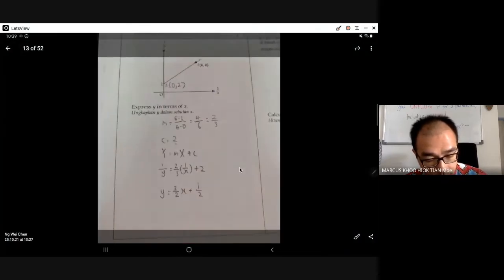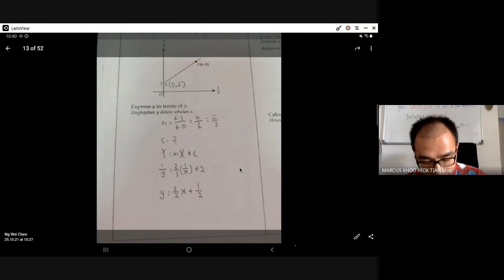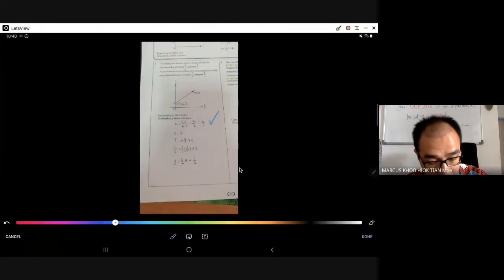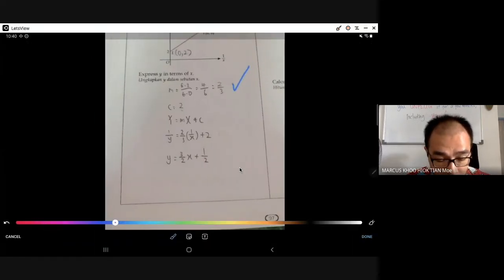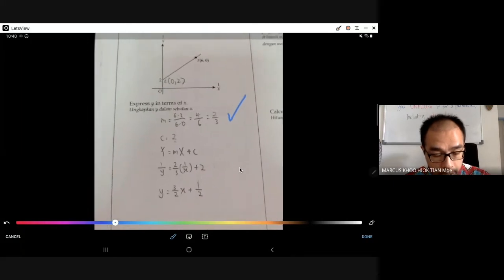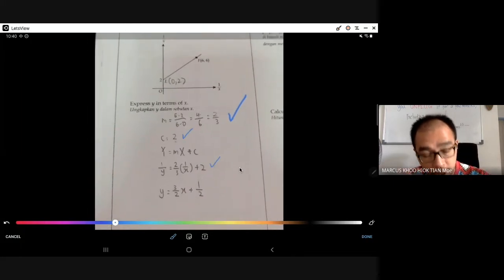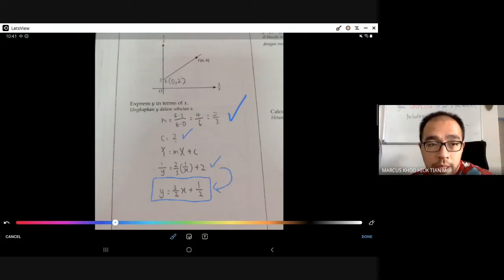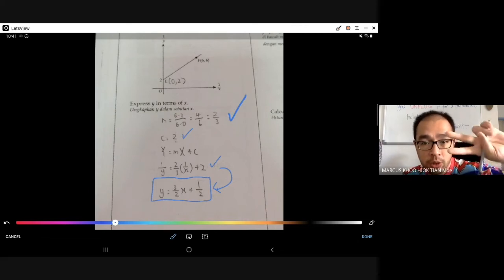All right, let's look at Wei Zhen's one. Wei Zhen's one is probably the most correct so far. He got the gradient correct, which is 2 over 3. And then of course he got the c correct and he substituted it correctly. But the thing is, Wei Zhen, can you explain to me how you got this? What did you do to do this? Oh, you just turn it. I think that's a very good thing.